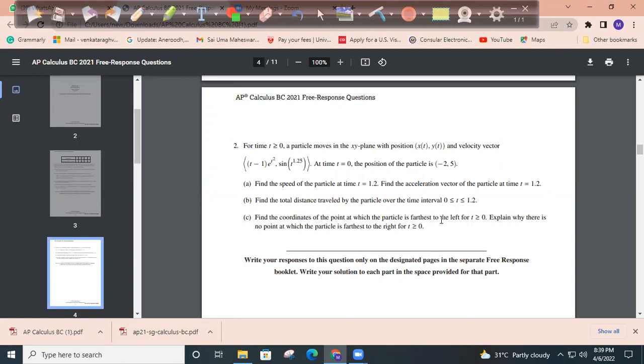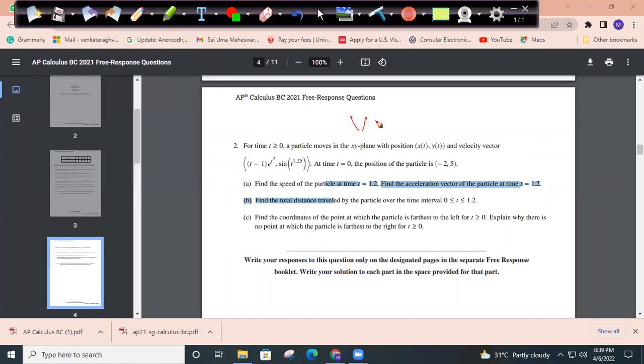If you have position, you people are very good in physics, how do you find the velocity vector? If I know the position vector, the velocity vector is x dash of t into i plus y dash of t into j. If you know x of t and y of t, you differentiate and write in this form, and you get the velocity vector.